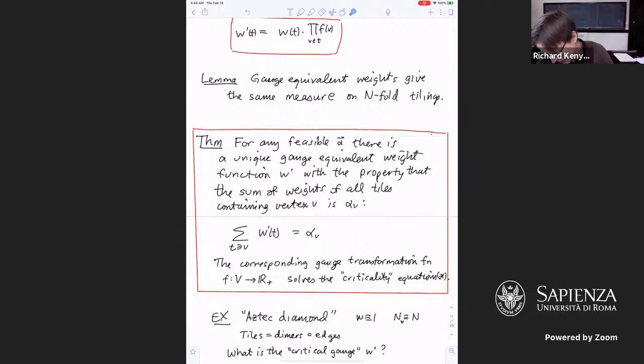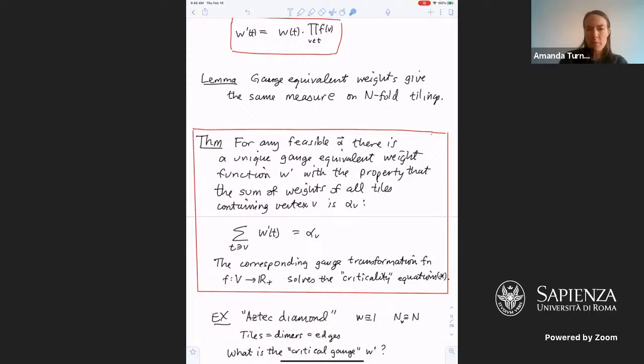I wrote that down here. So for every vertex V, if you look at all the tiles which contain that vertex, the sum of their weights is exactly alpha V. I hope that makes sense. Maybe I should do an example. Since we're essentially out of time, let me save the example till next time. I think you can have 5 more minutes if you want to do the example now. Oh yeah, okay. It's either now or later.